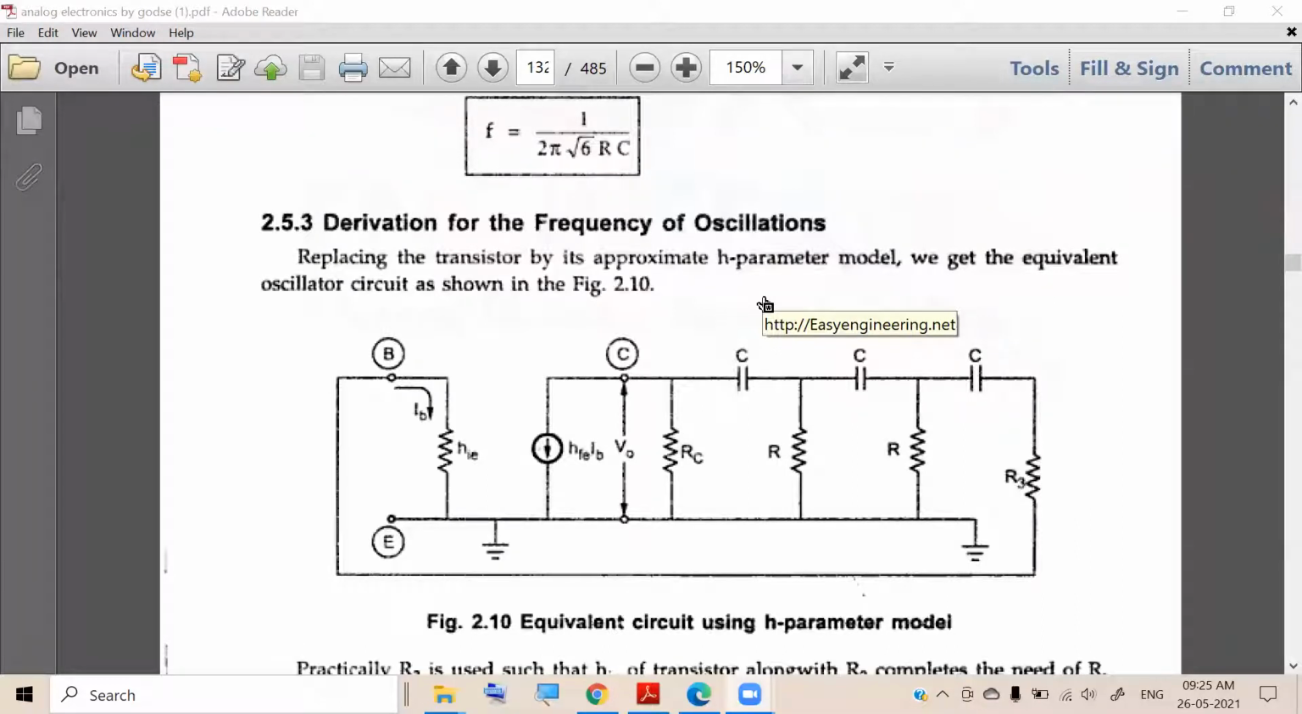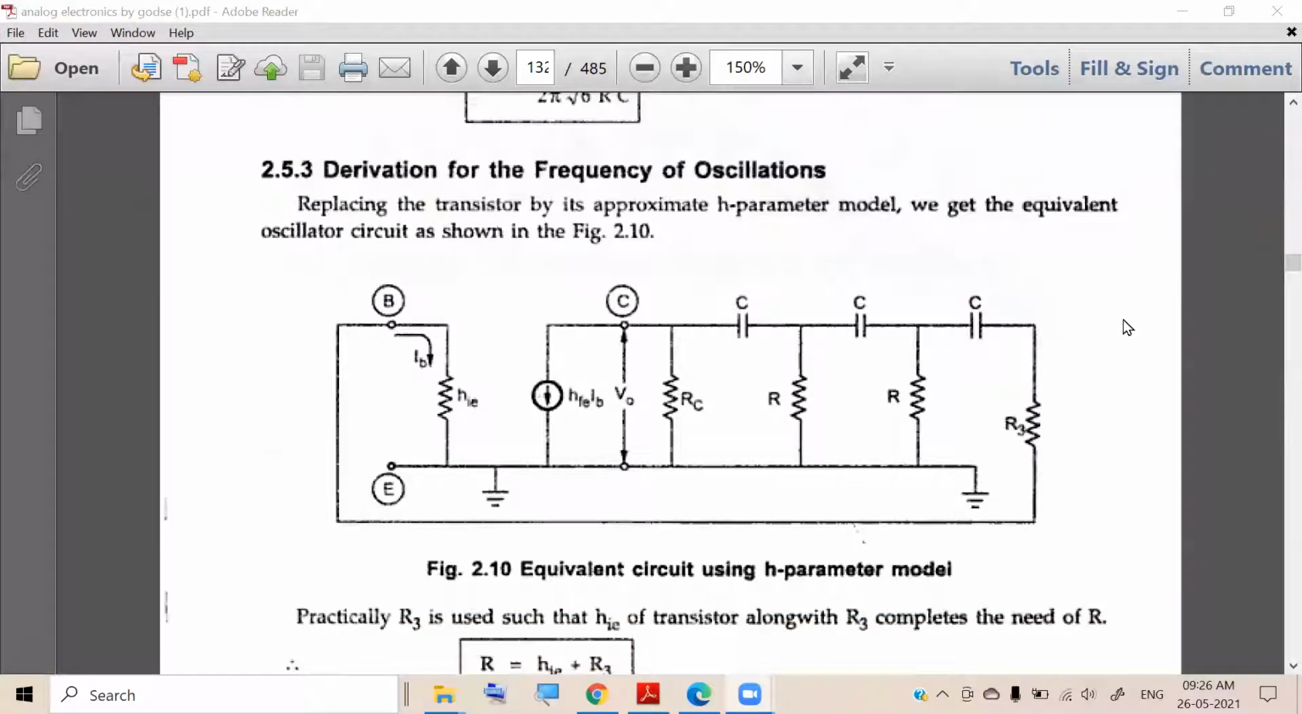So all of you take pen and paper. I hope you are regularly taking notes in your notebook. The outline of the derivation I will explain; the derivation will be your homework. Overall, it will be very easy. Anyway, this is the equivalent circuit which we have seen in the previous class.